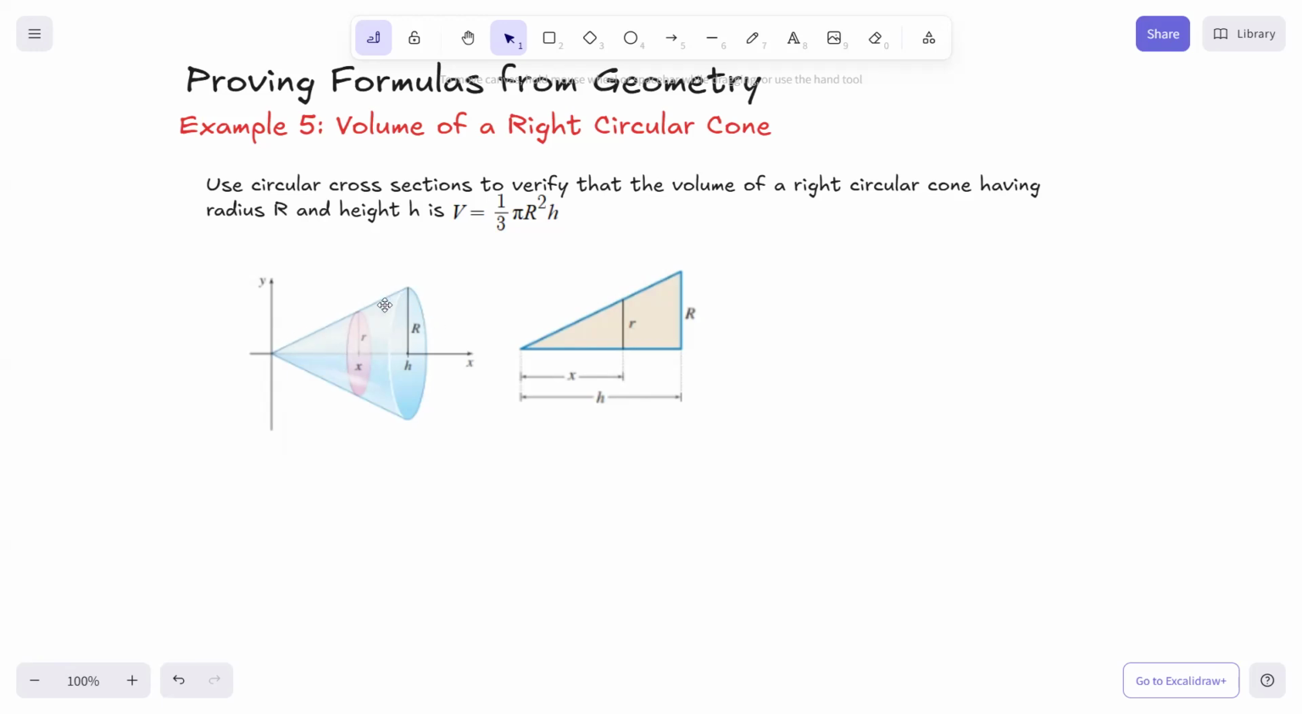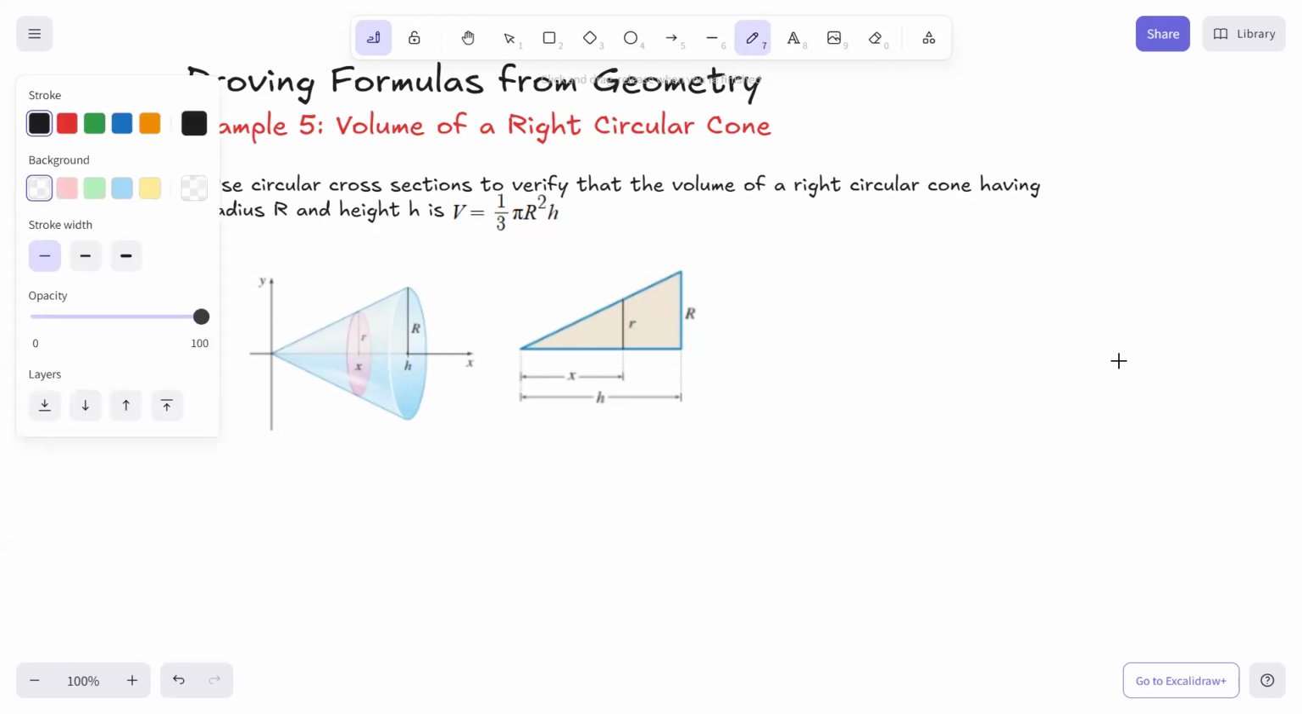So also embedded in this picture, if you looked at it straight on, you would see a right triangle that actually has two similar right triangles, one with side x and height r, and the other with side h and height capital R. Since these are similar triangles, meaning they all have equal angles, the corresponding sides are going to be proportional to one another. So what we could do is take the ratio of r over x for the smaller triangle and say that's equal to capital R over h for the bigger triangle.